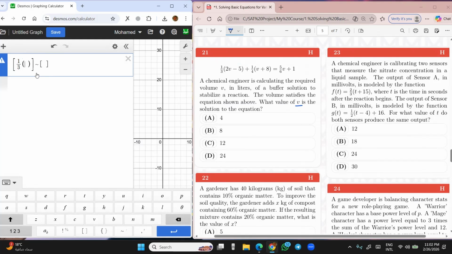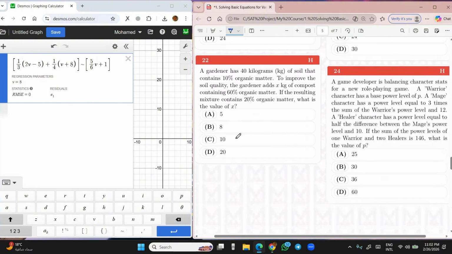Inside them, we write 2v minus 5, 2v minus 5, and outside just write 1 plus 1/4, and then another pair of parentheses, we write v plus 8. On the right side, we need to write 5/6, v, and then plus 1. And the value of v is equal to 8, so we have to choose letter B, saving too much time. Question number 22.